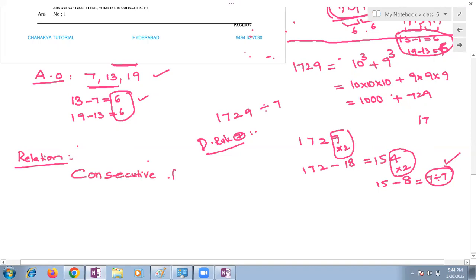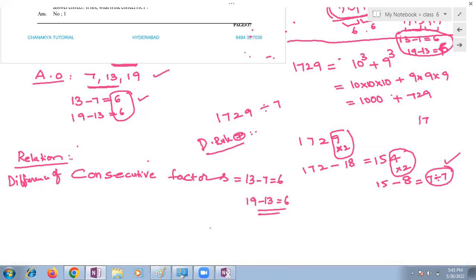Difference of consecutive factors. You can write: difference of consecutive factors, 13 minus 7 is 6, and 19 minus 13 is equal to 6. That's all. You can write the words.